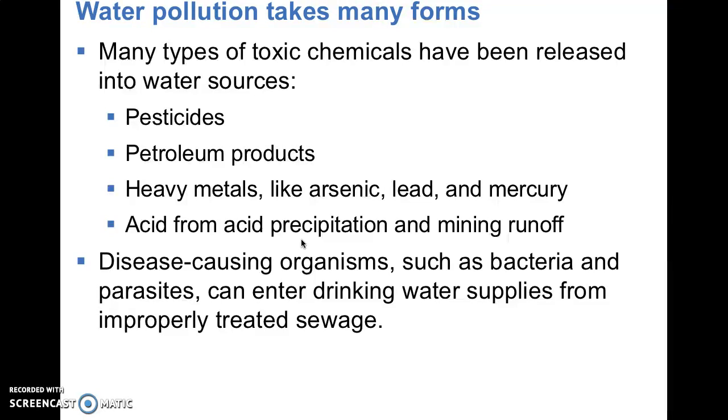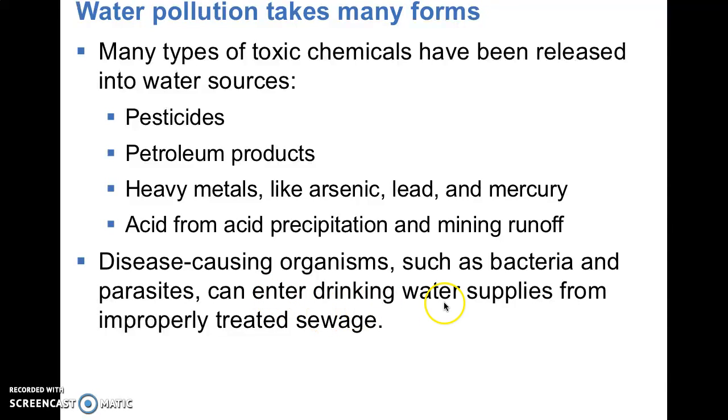Water pollution can take many forms, and most of them are human-made. Many types of toxic chemicals have been released into water sources, such as pesticides, petroleum products, heavy metals, and acid from precipitation and mining runoff. These things can poison plants and animals, alter aquatic ecosystems, and cause an array of human health problems, including cancers. The toxic metals can damage human health and the environment, and the acids from acid precipitation and acid drainage from mining sites. So strict regulations can help control these.